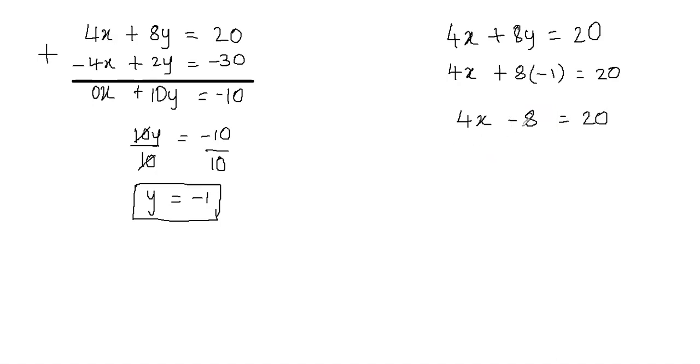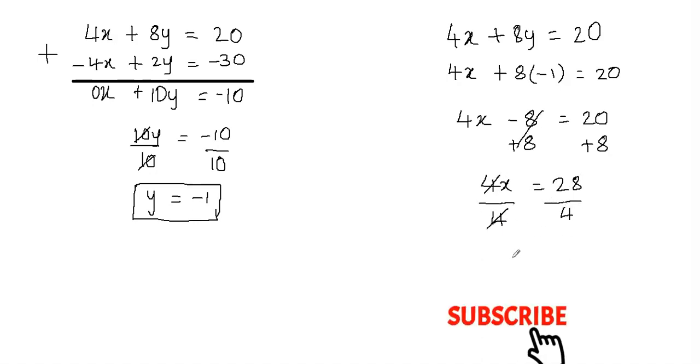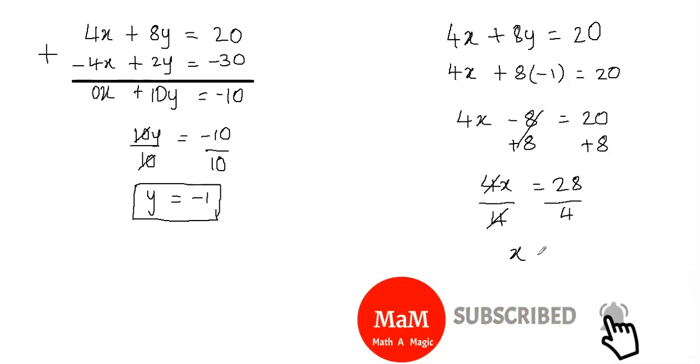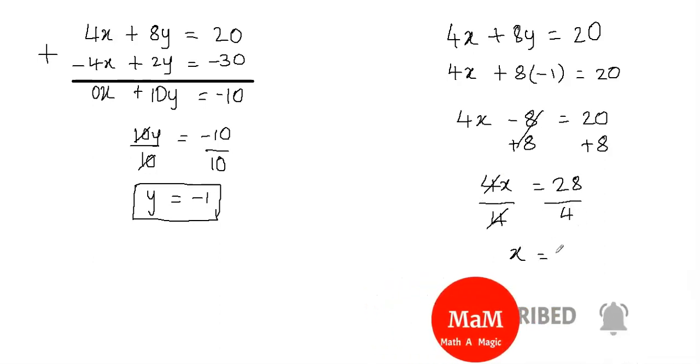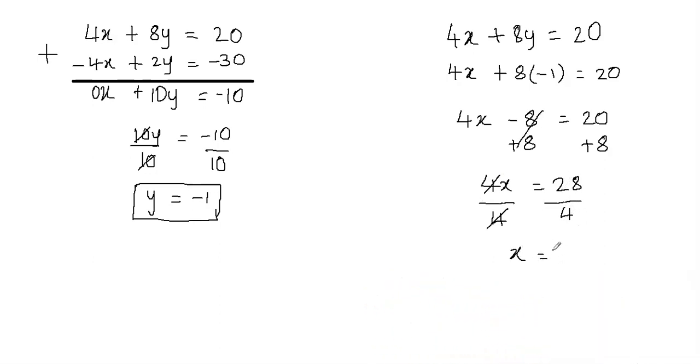To get x by itself, first of all, we'll have to undo subtraction. So we'll add 8 on both sides of the equation. Negative 8 and positive 8 is going to be 0. We'll get 4x is equal to 20 plus 8, which is going to be 28. And then to get x by itself, we'll just need to divide both sides of the equation by 4. So this 4 and this 4 will cancel out each other. We'll get x is equal to 28 divided by 4, which is going to be 7. So we got x is equal to 7.